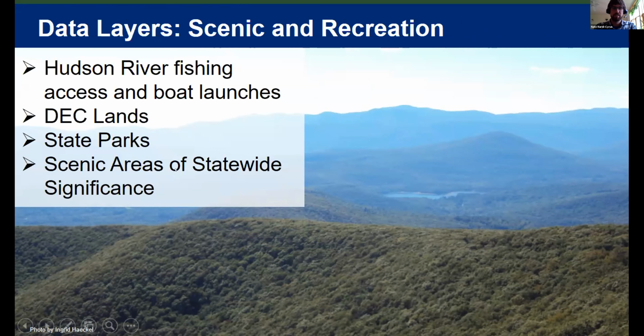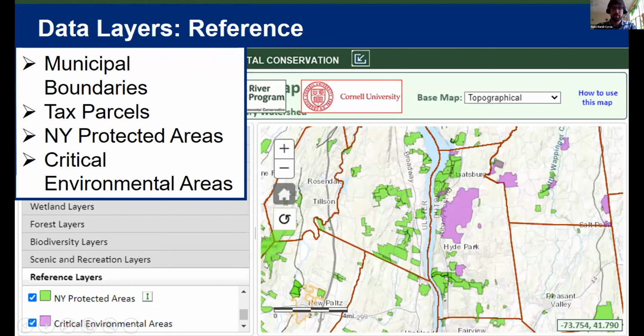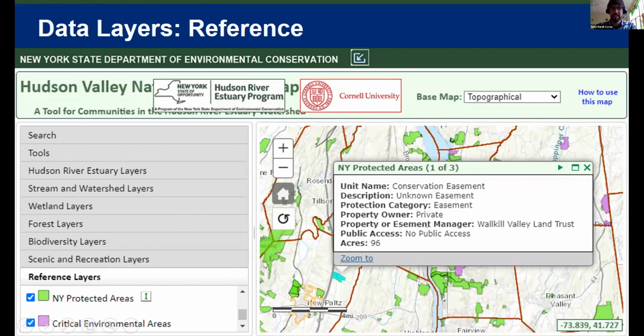DEC land, state parks, SASs, scenic areas of statewide significance along the Hudson. And the last thing is references. So you can have municipal boundaries, tax parcels, critical environmental areas are a new thing that we've added. I kind of brought that up at the beginning of my presentation. And so that's at the very bottom. You can click on any of that stuff.